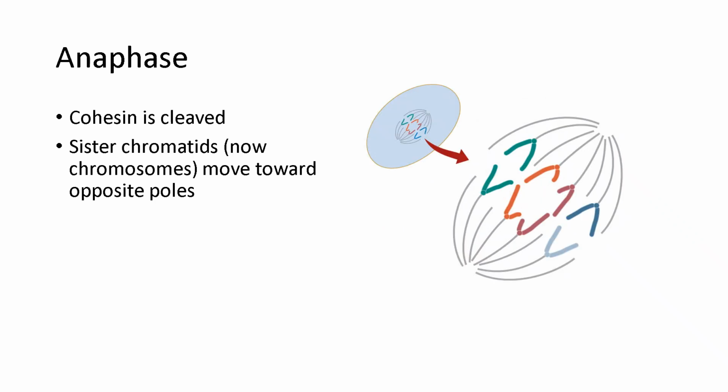Anaphase begins when cohesin proteins are cleaved, allowing the sister chromatids to separate. Now considered individual chromosomes, they are pulled toward opposite poles of the cell by the shortening of spindle fibers. This movement is essential for balanced genetic distribution.